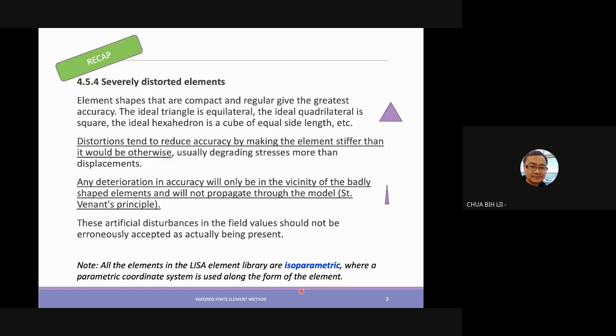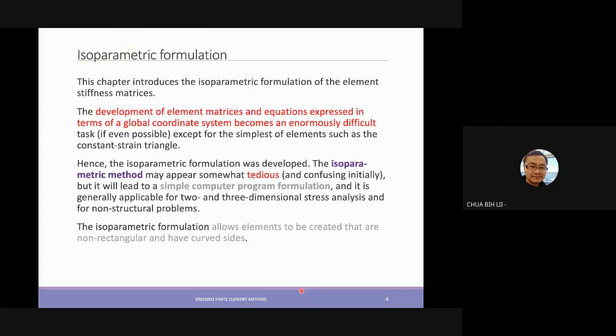Most of the finite element software indeed use this isoparametric formulation instead of what we have derived previously. Don't get me wrong, what you have learned previously is not useless. It serves as the foundation, and from there onwards, this is how we can remap our formulations into a new type of coordinate system. We call it a natural coordinate system.